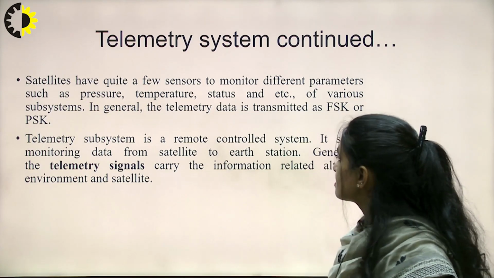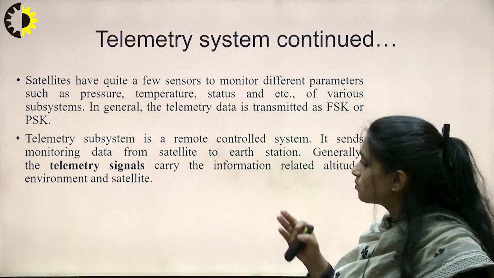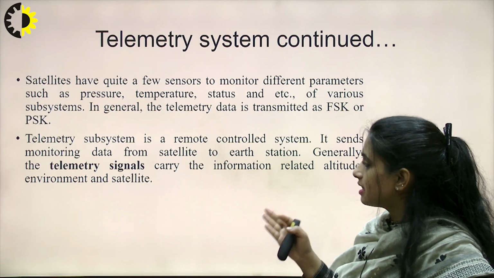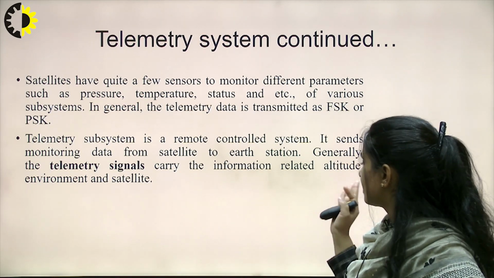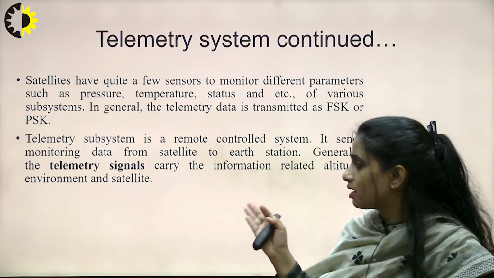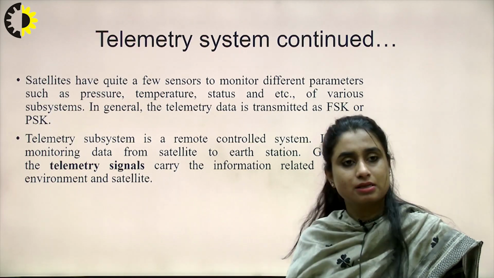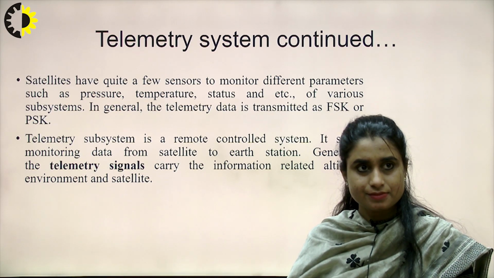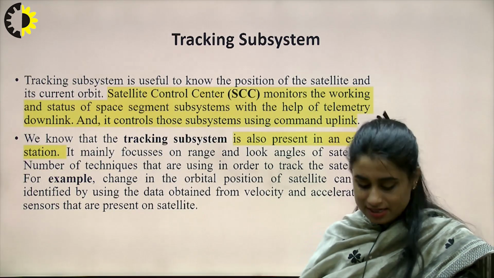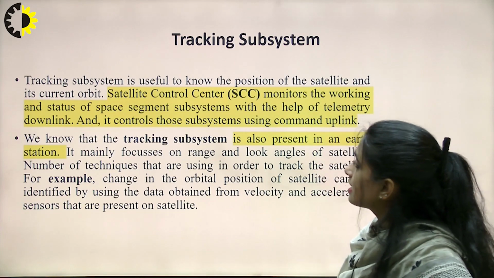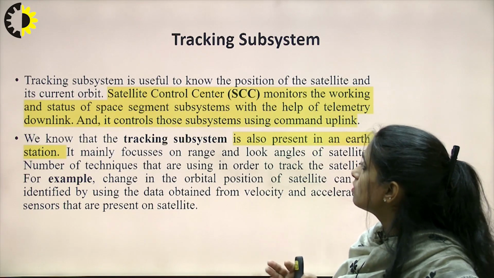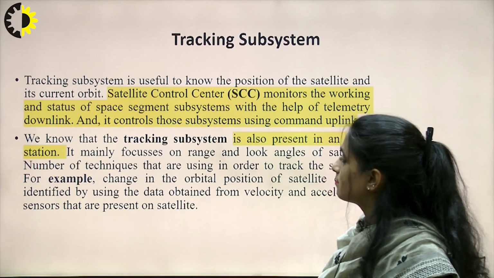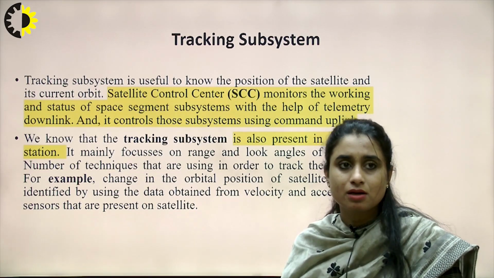The telemetry subsystem is a remote control system. It sends monitoring data from the satellite to the earth station. Generally, the telemetry signals carry information related to altitude, environment and the satellite, right? Tracking subsystem: it is useful to know the position of the satellite and its current orbit, right? It's required.